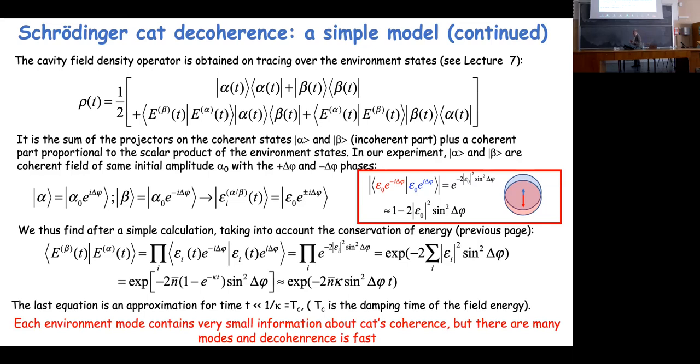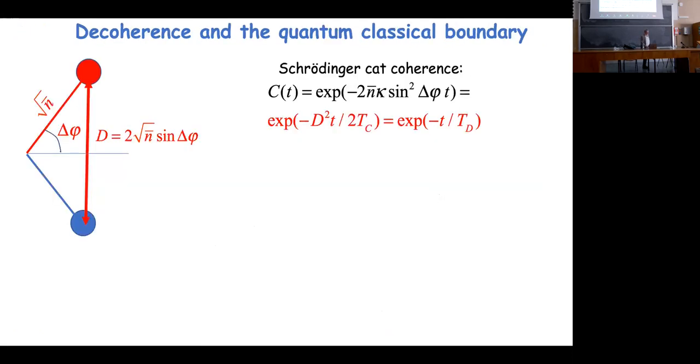So what you have to understand is that each environmental mode has a very small information, but since you have a huge number of modes, when you multiply 1 minus epsilon to a very high power, you get very quickly 0. And you get 0 at a rate which is proportional to the photon number, which appears in this expression. So I summarize all this on the next slide.